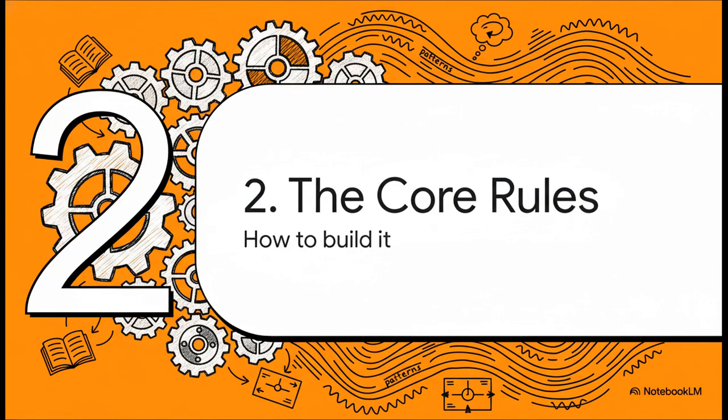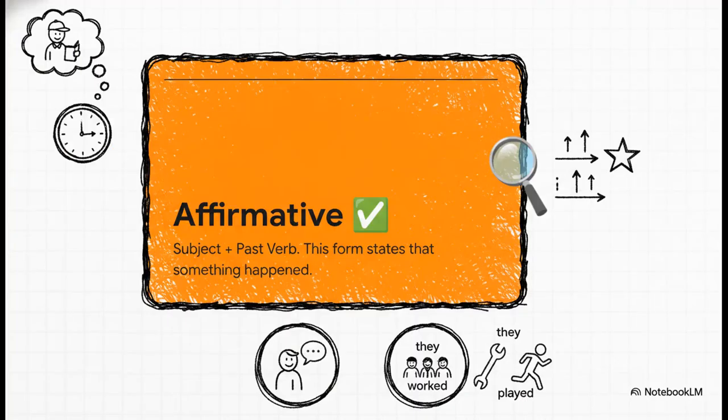All right, let's switch gears and look at the nuts and bolts of how to actually build it. And don't worry, the structure is actually super straightforward once you see the pattern. The simplest way to use it is with an affirmative statement. A positive one. It's just the subject, like I or they, and then you pop the past tense verb right after it. For example, I worked. She played. Simple as that. You're just stating a fact about what happened.